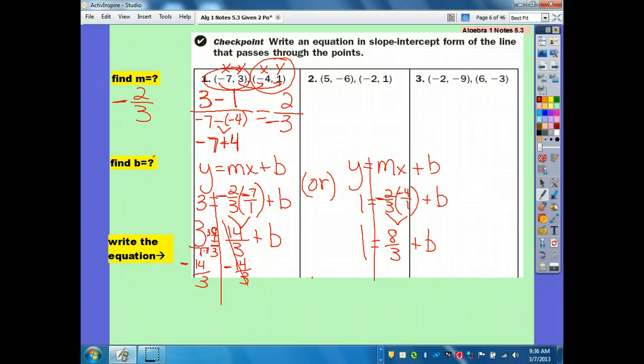9 over 3. So I have a positive 9 and a negative 14. Fight or no fight? Who wins? Negative by how many? So negative 5 over 3 is what our b is. If we turned that into a mixed number, you would have a negative 1 and 2/3. I don't think any of the groups came up with that.